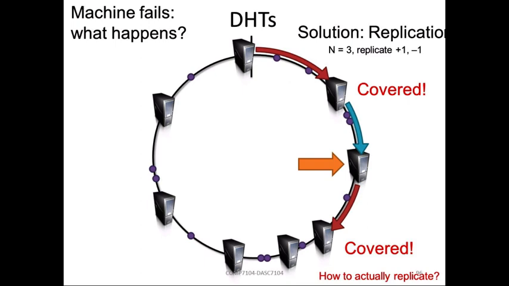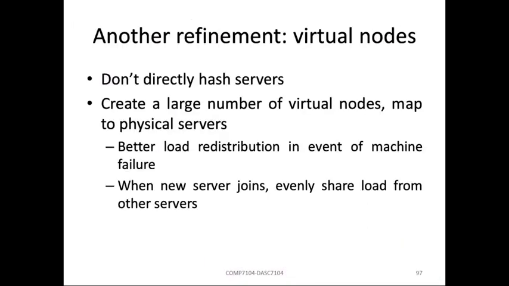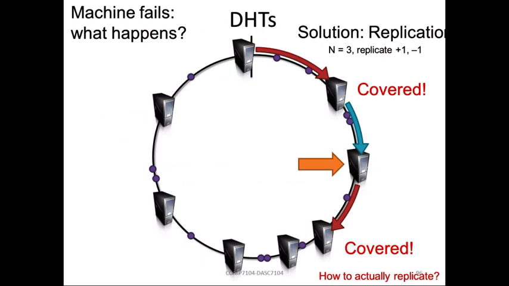Okay, how do we actually replicate? So once again, this can follow various options. For instance, we may choose to replicate at the previous and next node, or we may choose to replicate at the next and the one after. So at hop 1 and at hop 2 with respect to a specific node.